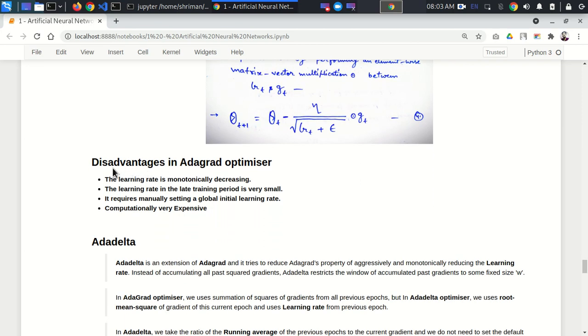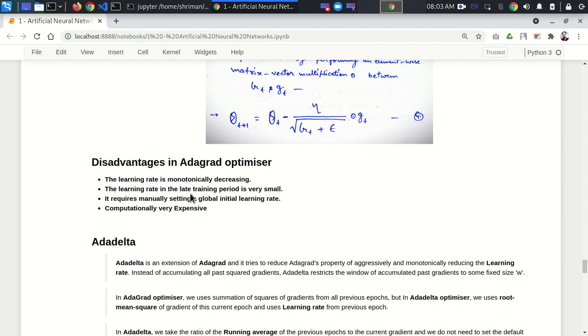Now there are some disadvantages in the AdaGrad optimizer. In AdaGrad, the learning rate is monotonically decreasing. People introduced a very high learning rate in the very first place, and then decreased it as our iterations progress. But this is a disadvantage of the AdaGrad optimizer, that our learning rate keeps monotonically decreasing, and for a very long epoch we will not be able to train our model.